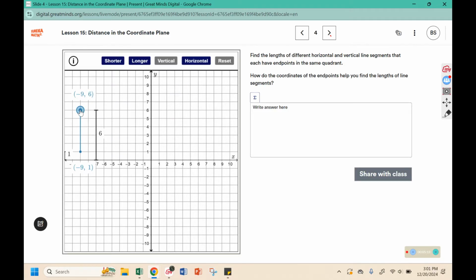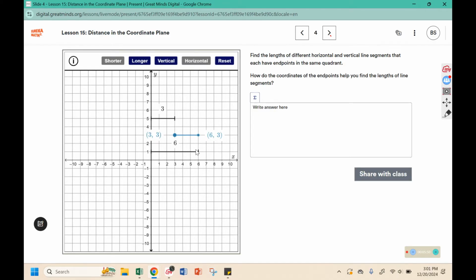Let's move it to a different quadrant and make it longer. Here I have negative 7, 9, and negative 7, 2. The negative 7s match, but 9 minus 2 is 7. 1, 2, 3, 4, 5, 6, 7. It has a length of 7. If I make it shorter, 9 minus 6 is 3. That's 1, 2, 3. Okay, what about horizontal?